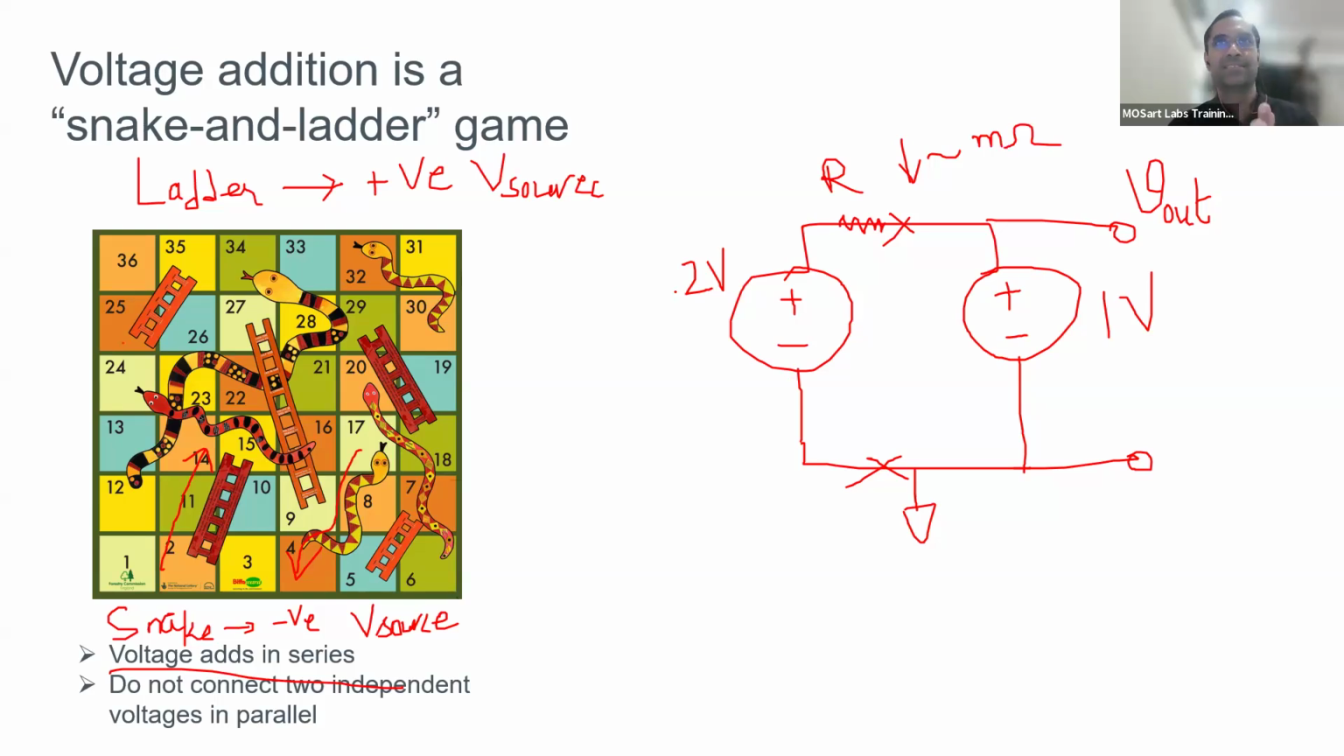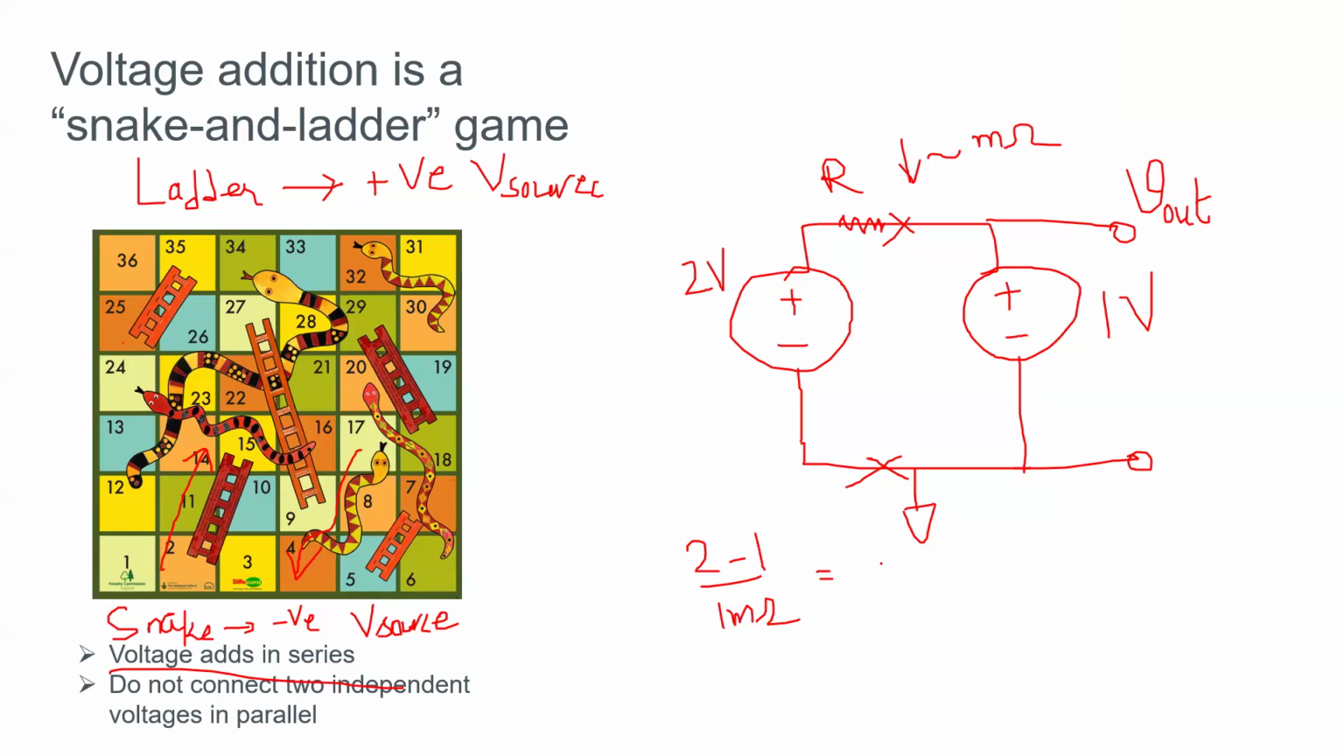Now, easy. I have 2 volt here and 1 volt here on this right side. Now, what is the current I'll see in my wire? 2 minus 1 divided by R. If R is 1 milliohm, how much is the value?